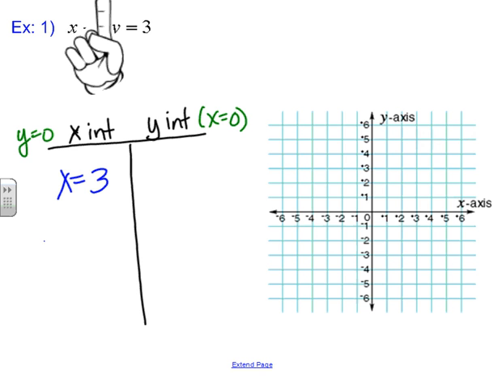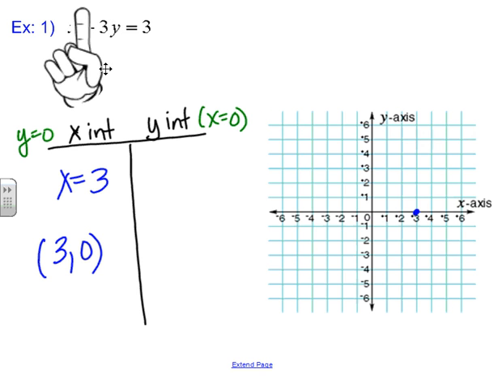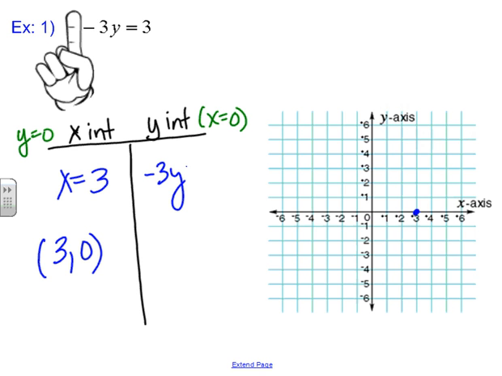So we're going to write it as a point, remember? We found out what the x value is. The y is 0. So we know that the x-intercept is 3, 0. So let's put that on our graph, 3, 0. Okay. Now let's do the same thing for the y-intercept. So let's take our finger, and since x equals 0, let's cover up the x and then write down what we see. Negative 3y equals 3.